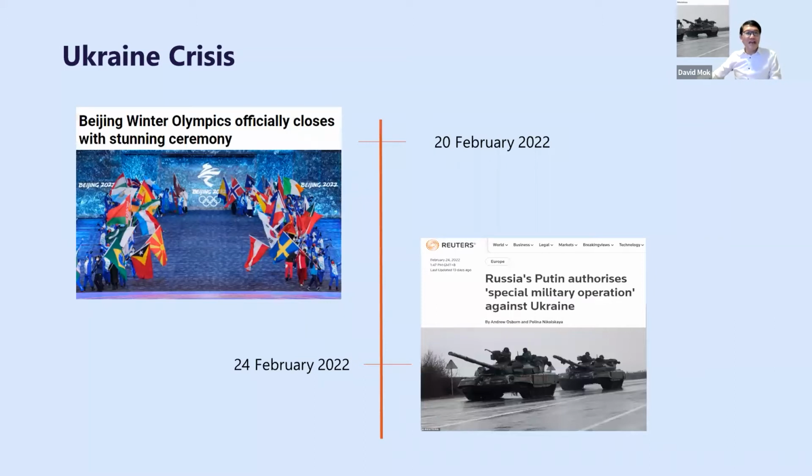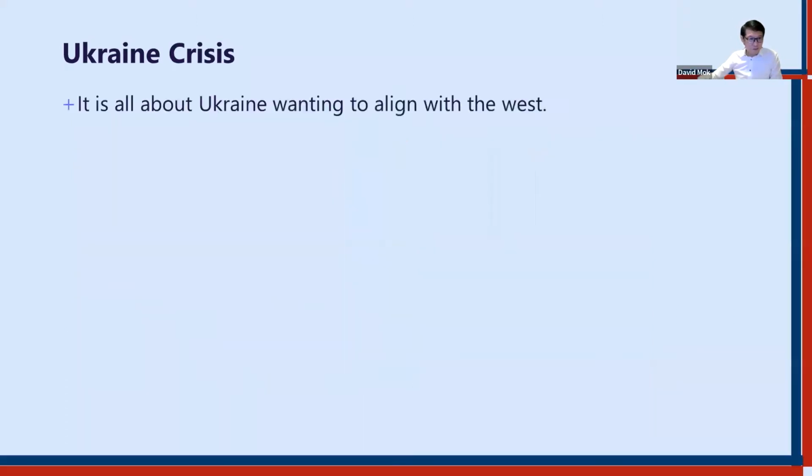It's good to know that he did it after the Beijing Winter Olympics. It officially closed on 20th February, and on 24th February, he rolled in. So he gave Chinese President Xi Jinping some face in doing so. But it's actually very clear that he did it after the Beijing Olympics closed.